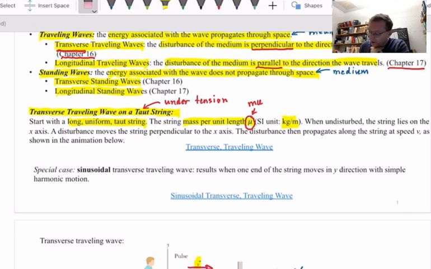Now, when undisturbed, the string lies along an x-axis, just right on the x-axis. But we're going to make a disturbance, and that disturbance is going to move the string perpendicular to the x-axis. We'll call the perpendicular direction the y direction. And that disturbance then propagates along the string at a speed v. So let me show you my first animation of a transverse traveling wave from Wiley+.